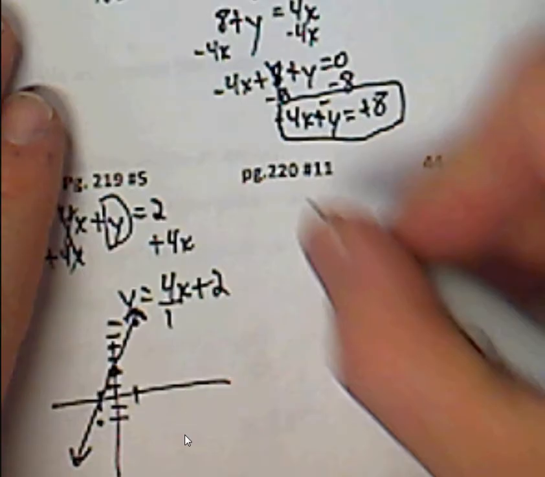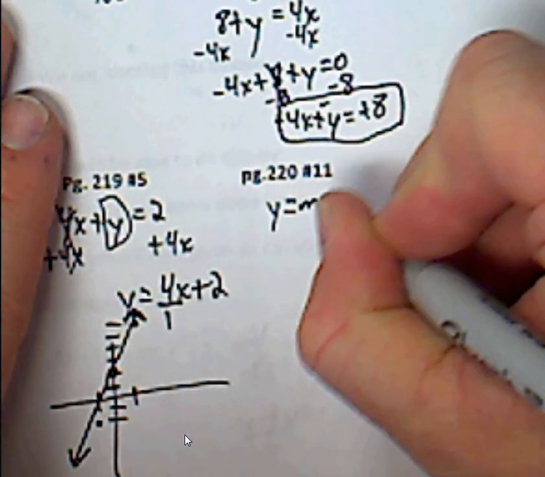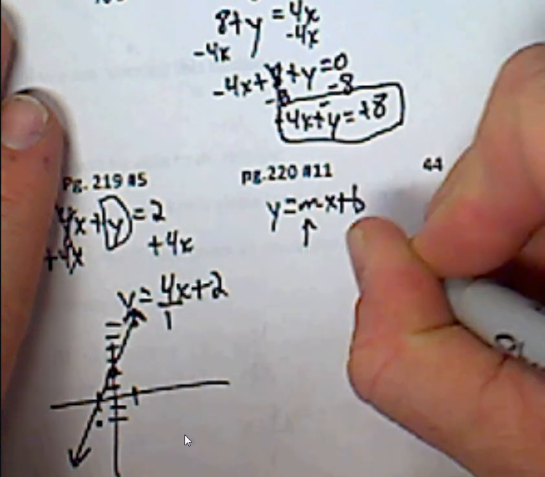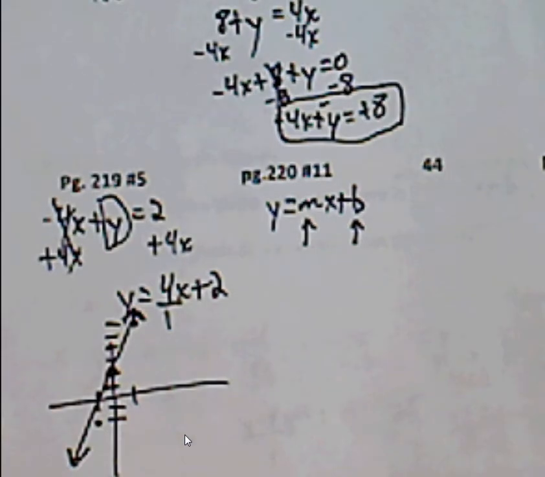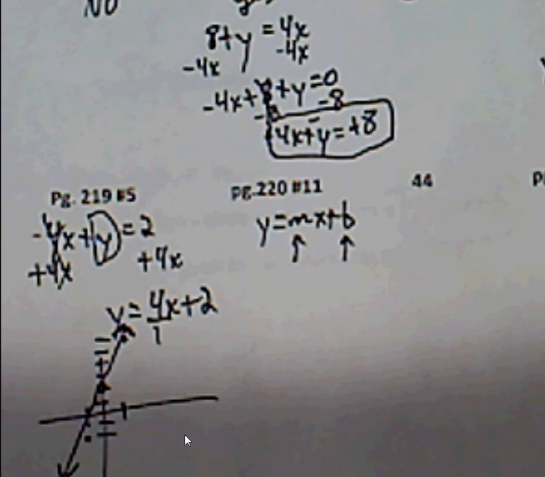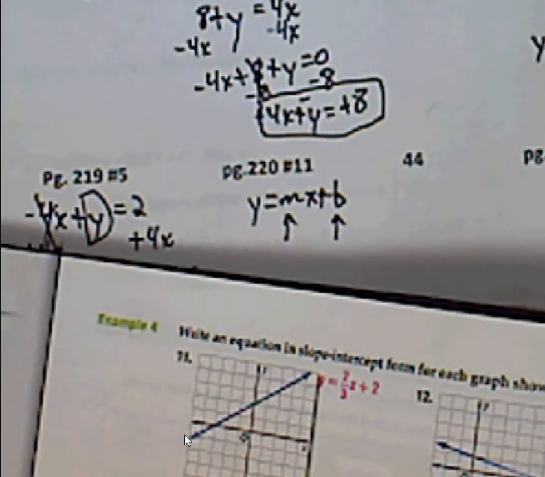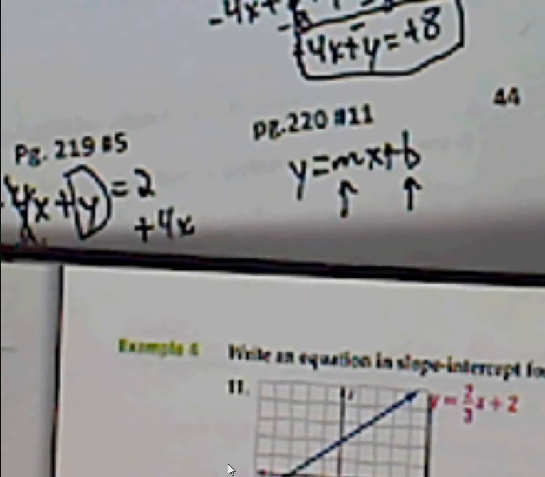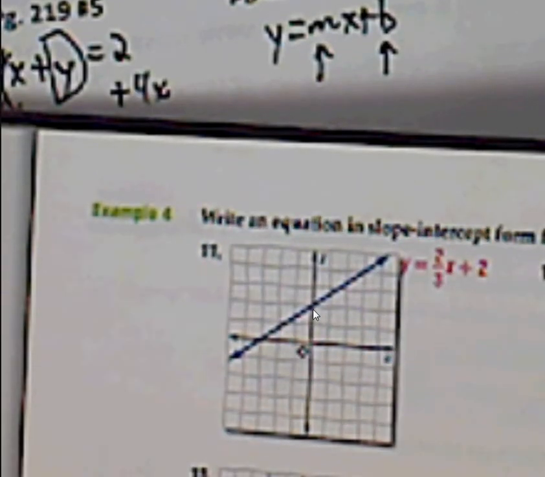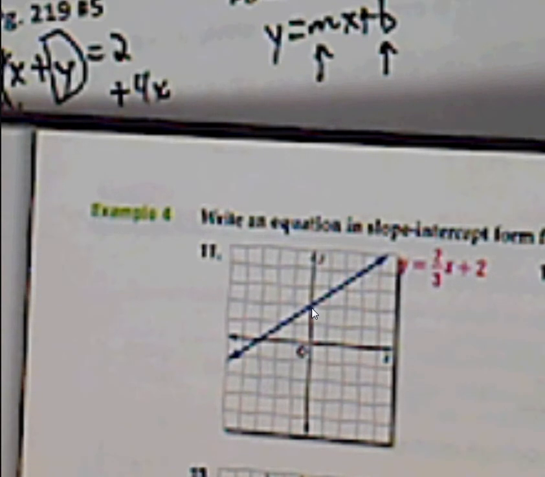Once again, I need to find the equation, y equals mx plus b. That means I need the slope and I need the y-intercept. So let me go ahead and look. In order to get the slope and the y-intercept, if I look at the graph that they give me, I know what my y-intercept is. My y-intercept is 2. Then what I need to do is find another point on the line.